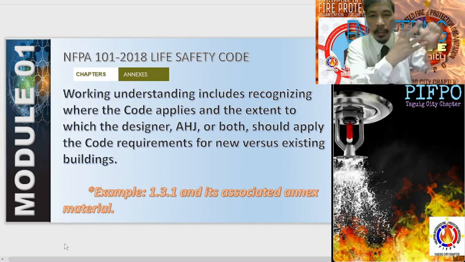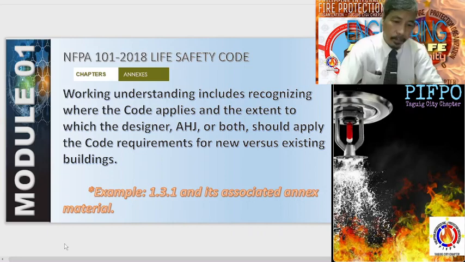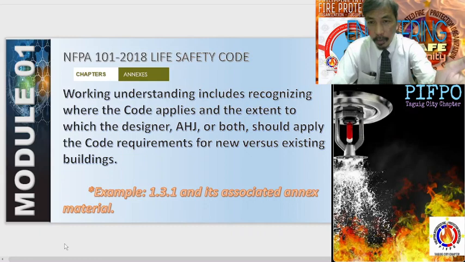In view of this, they acknowledge that there are still some instances that may not be addressed by the code. So, because of that, they leave it to the designer and AHJ or both to apply the code requirements, even though there is a situation that does not fit that particular installation, that particular structure. We will look into it in more detail later on, why I said that explanation. It will become clearer later on.